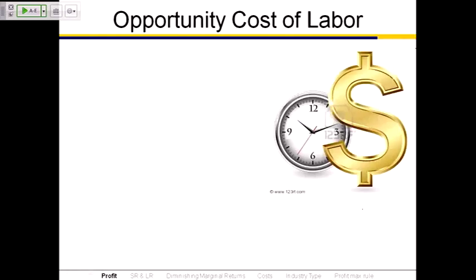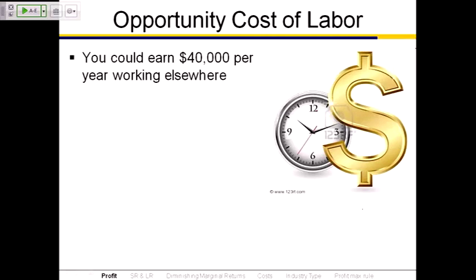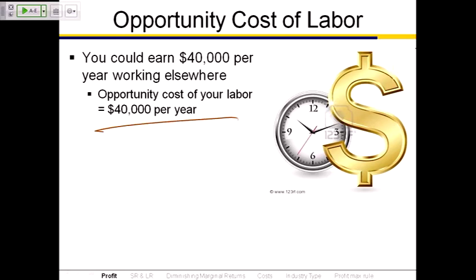The second opportunity cost is the opportunity cost of our time. Time is money, as they say. Suppose that instead of running a business, you could work for somebody else. You could own your own business and spend your entire life running that business, or you could work for someone else. And suppose if you worked for somebody else, you could make $40,000. That's the opportunity cost of your time or your labor. So in this case, with this example, the opportunity cost of your labor would be $40,000.